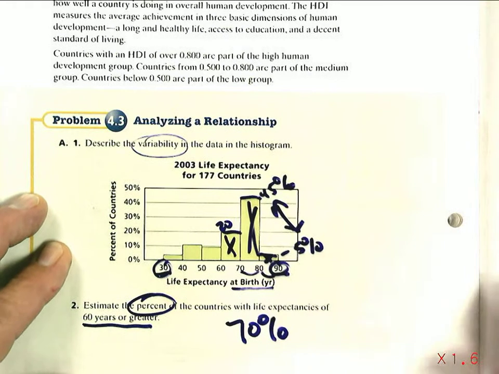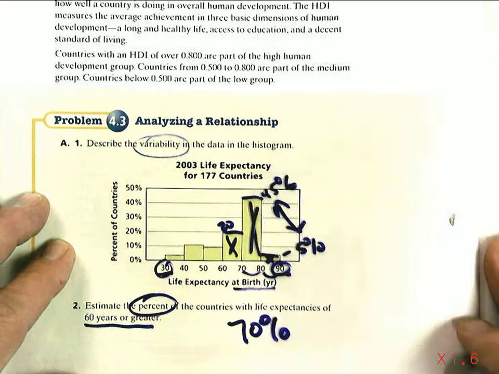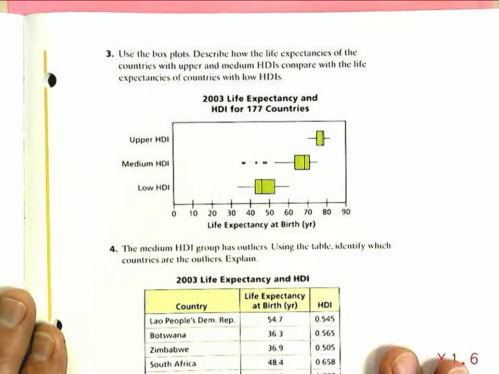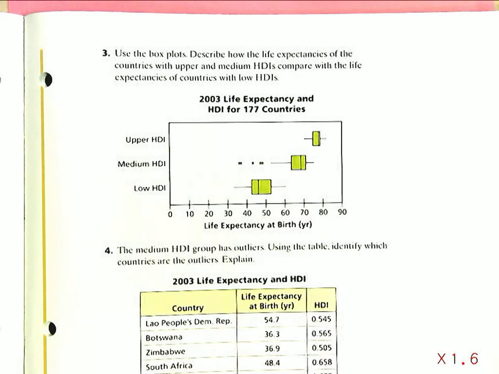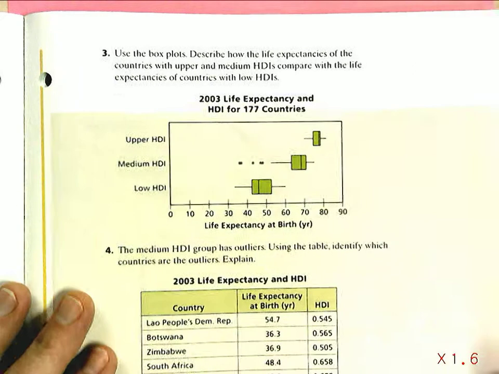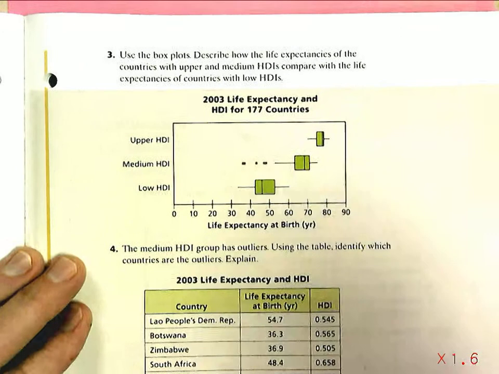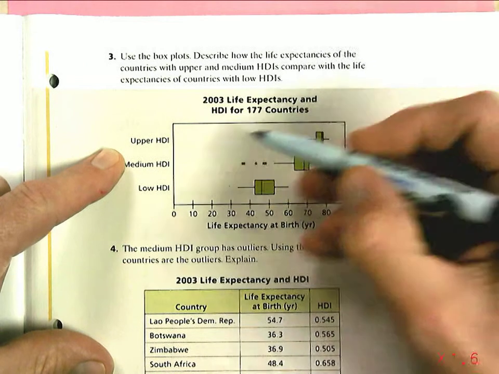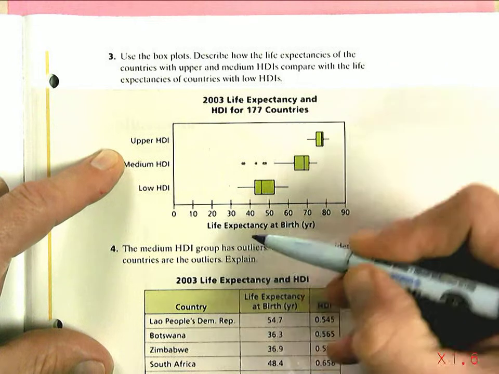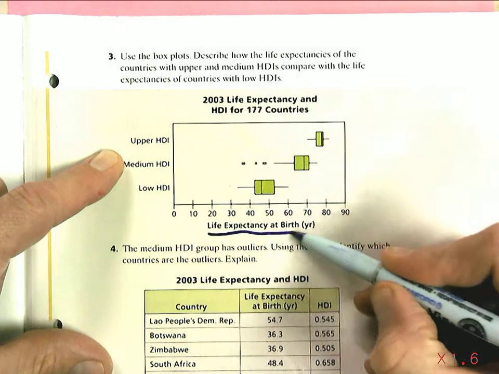So if we want to continue this, which we will on question 3, moving over to the next page. So now we actually have 3 box and whisker plots. So we've looked at all these different kinds of data. The first one is more of a histogram using a percent index. In this case, now we're going to look at 3 box and whisker plots. So we have the upper HDI group here, their box and whisker plots. And again, we're looking at life expectancy from birth.